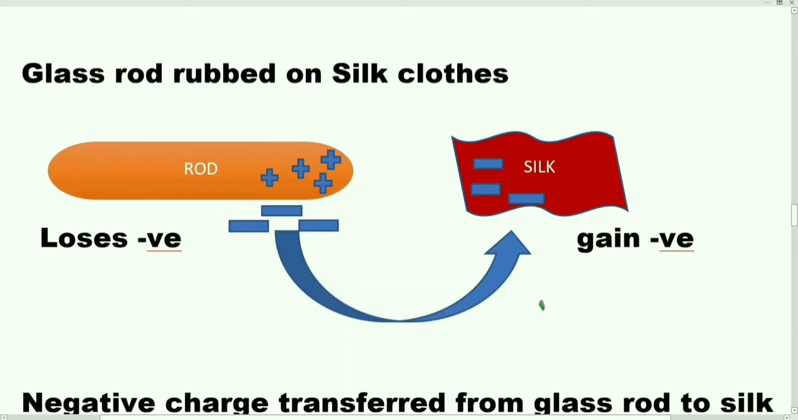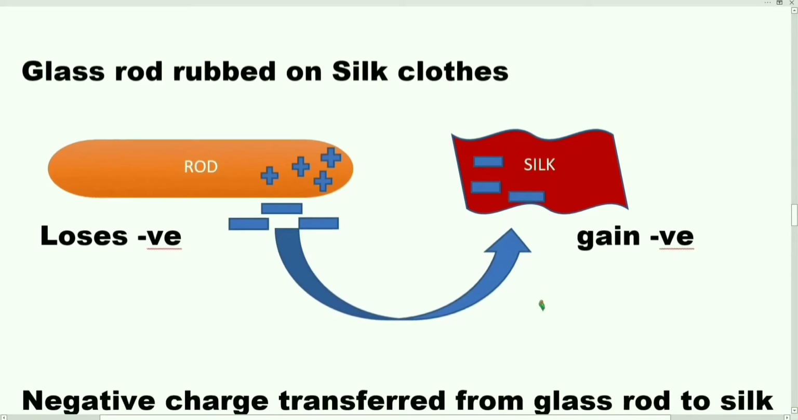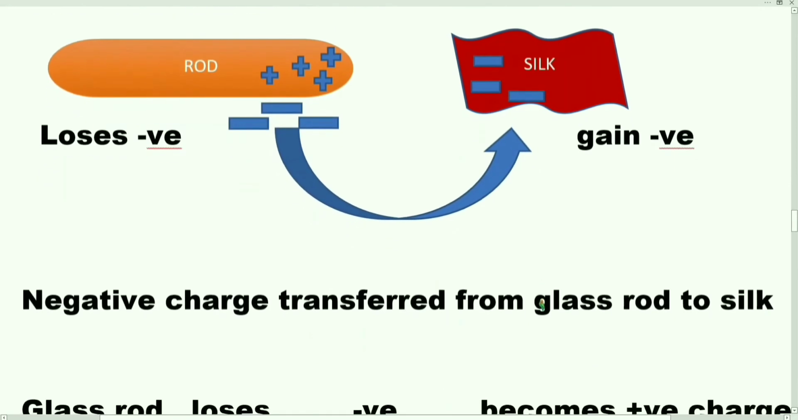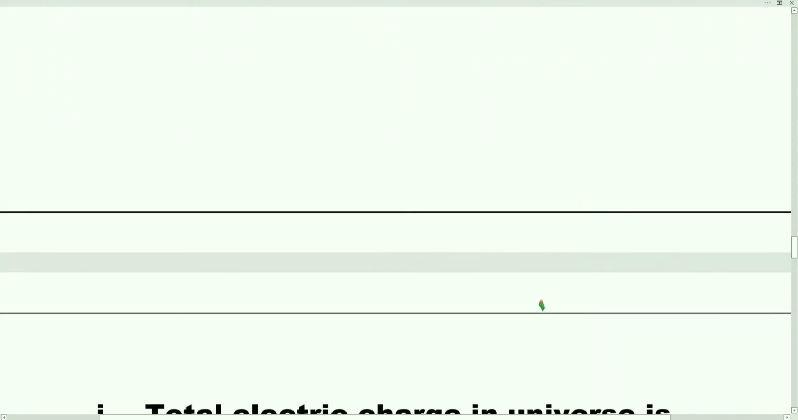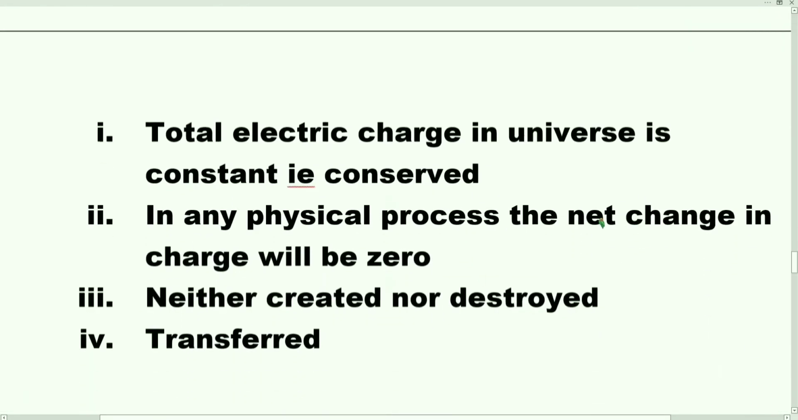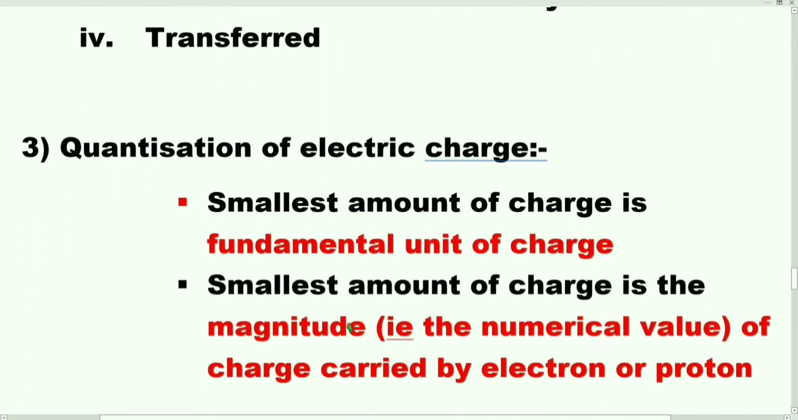All these studies give conservation of charges: the total electric charge in the universe is constant, that is, conserved. In any physical process, the net change in charge will always be zero, and charges are neither created nor destroyed. Charges can only be transferred from one object to another. Okay, now let us move on to the third property.